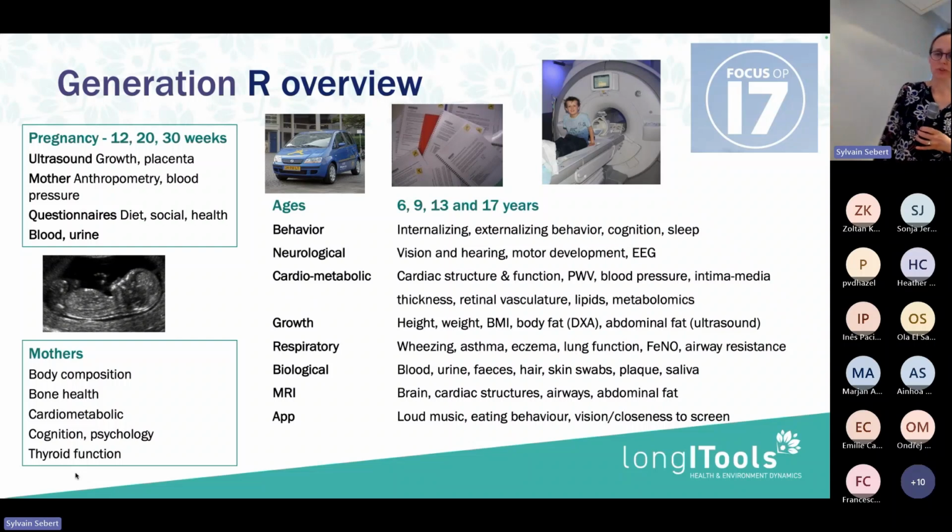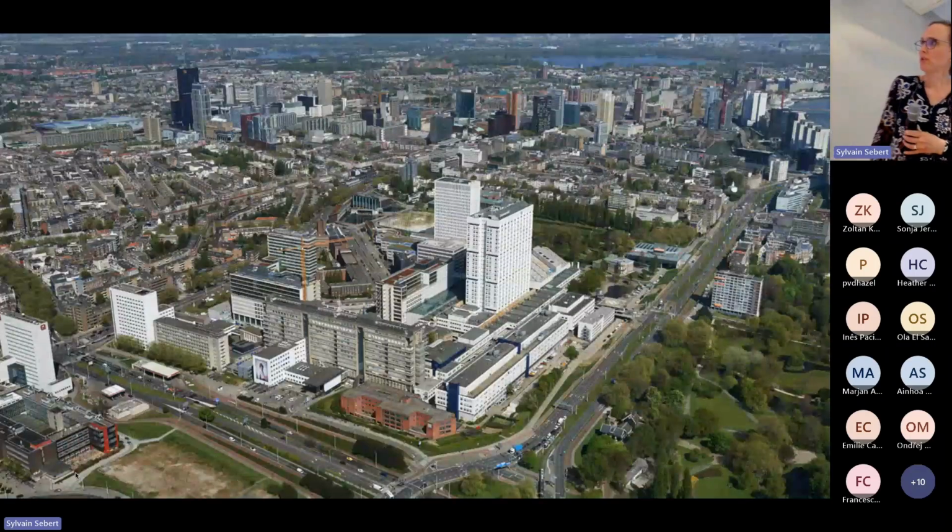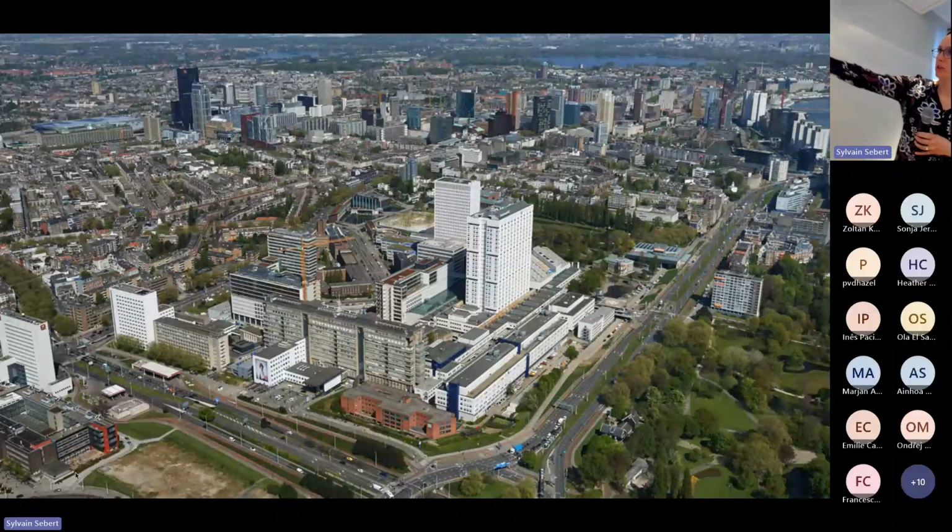And also their moms, as you can see on the left lower corner. This setup is clearly, we think, very interesting, but it's not unique. There are many other cohorts that have similar setups, Elfback, Eden, etc., that are NFPC, who are included in LongITools as well. Now, Generation R is run from Erasmus Medical Center, which is the white building in the middle.